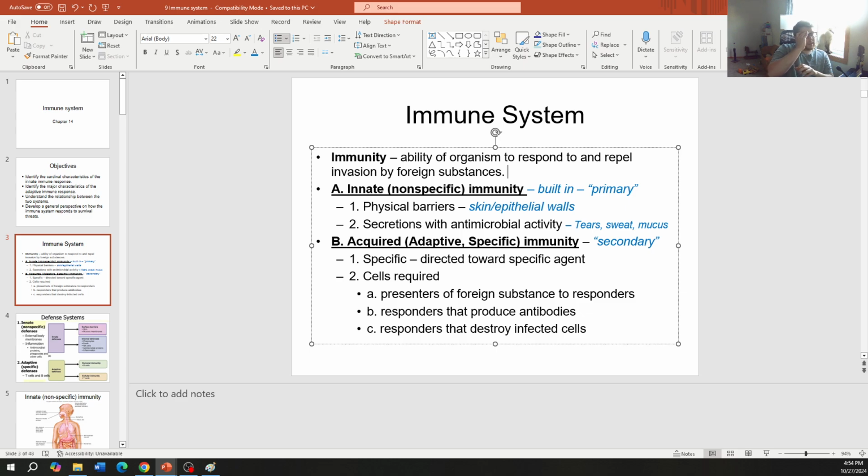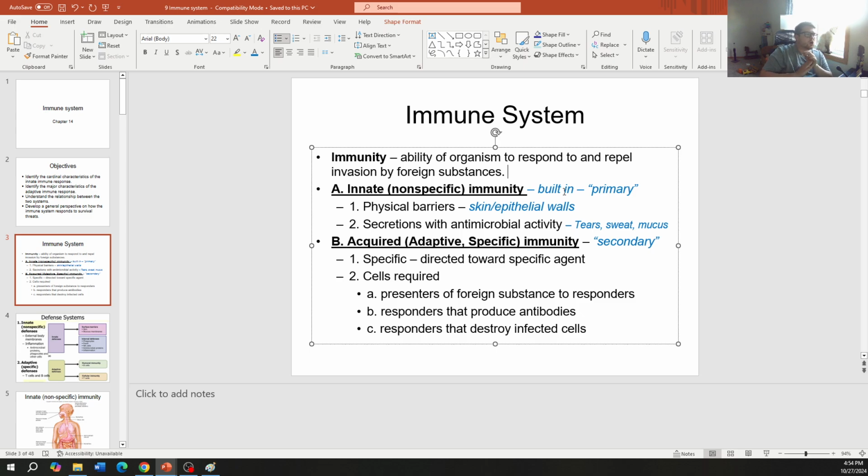So our innate immunity, or that non-specific immunity, starts off with our physical barriers. Think of all of that skin, all those epithelial cells that we talked about that protect the outside of us from the things we don't want inside of our body, along with some secretions such as tears, sweat, and mucus, especially lining the whole GI tract, the respiratory tract, the nose, all that kind of stuff.